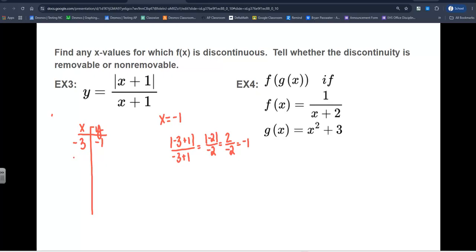Okay. What about if I've got -2? Plug in -2. I would have the absolute value of -2 plus 1 over -2 plus 1. That's going to give me the absolute value of -1 over -1. That is positive 1 over -1, and I get -1 again. I can't plug in -1, that doesn't work, so let's maybe try -1.5, right? Almost like we're doing a limit here.